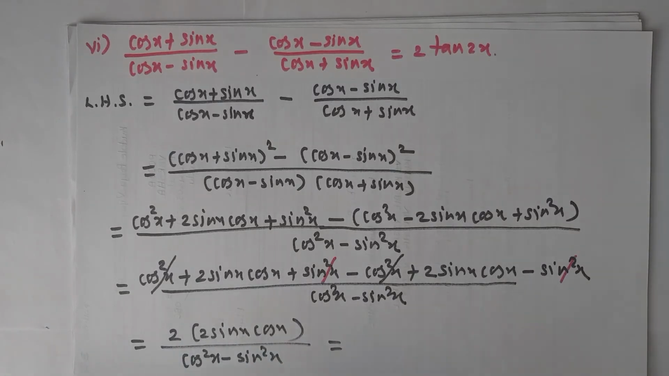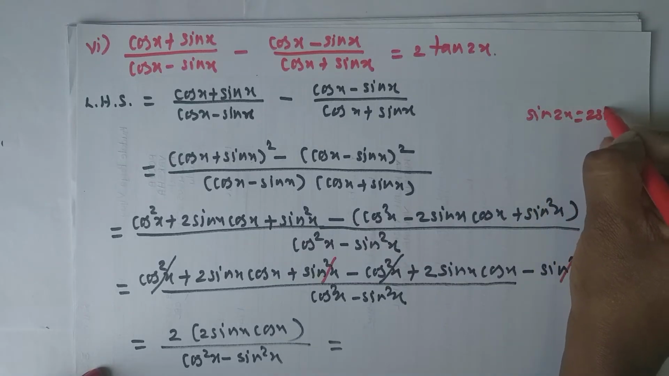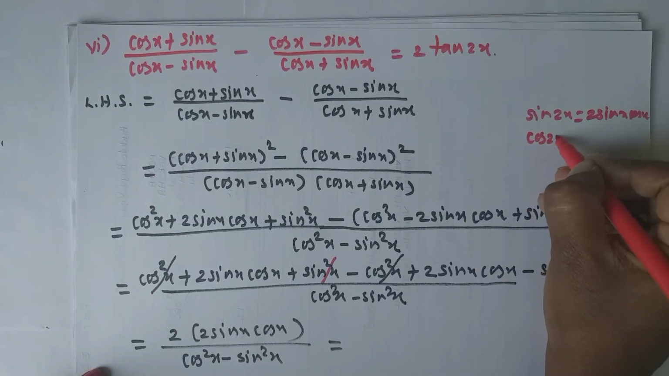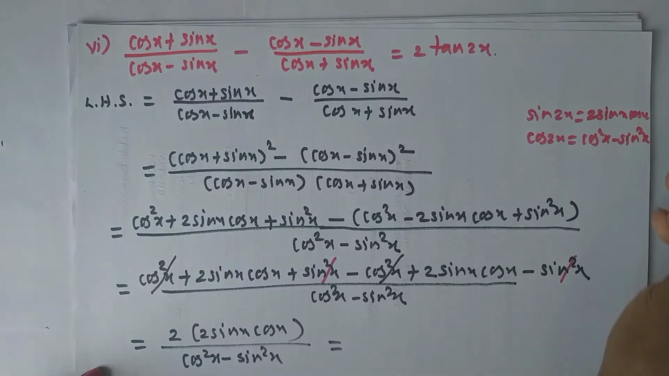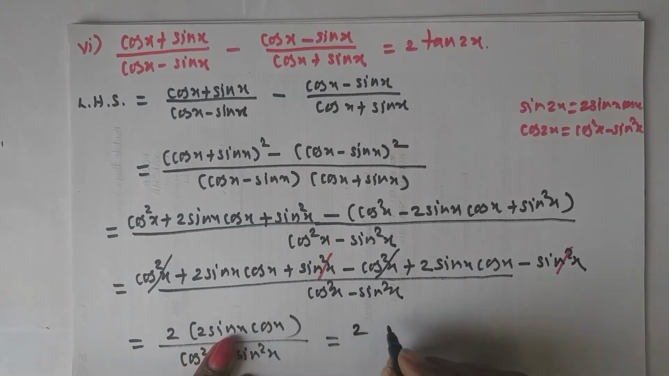And what is the formula for sin 2x? I know that the formula for sin 2x is 2 sin x cos x, and the formula for cos 2x is cos square x minus sin square x. I will use these two formulae here. See, in the numerator, keep 2 as it is. This is the formula for sin 2x, therefore I am writing here sin 2x.